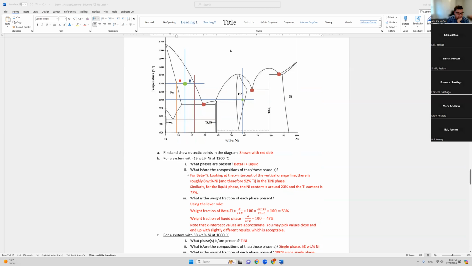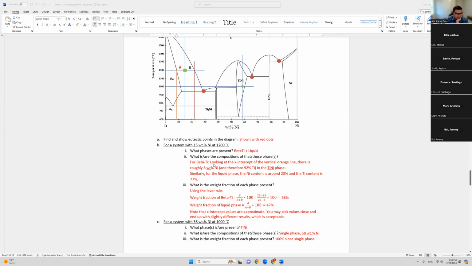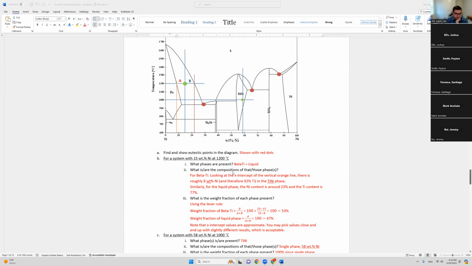For a system with 15 weight percent nickel at 1200 degrees C, whenever you see a phase diagram, you are going to be asked 3 questions. What are the phases present? What are the compositions of those phases? And what is the weight fraction of each of these phases? Okay. So I'm going to solve this B part because we don't have too much time.